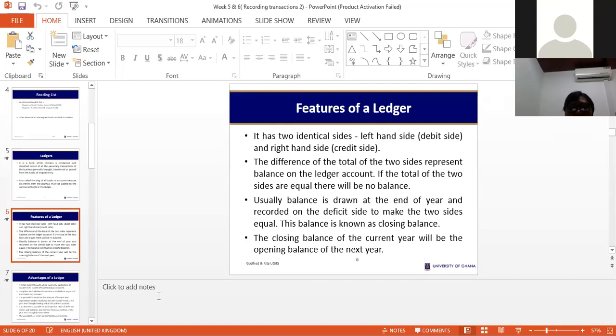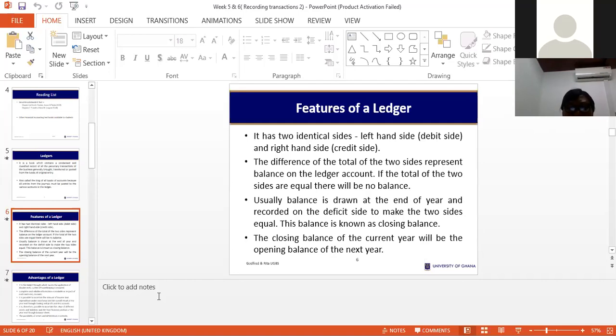And the balance is usually drawn at the end of a period, or if you are preparing yearly accounts, then it's at the end of the year. That depends on the business entity. Sometimes it could be every quarter. You could even have balances at the end of every month. That depends on the business.